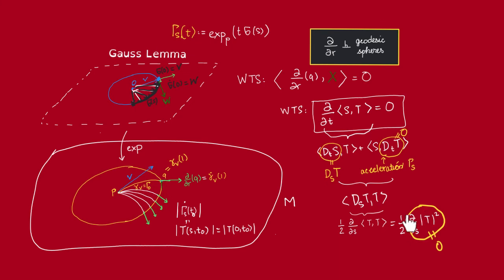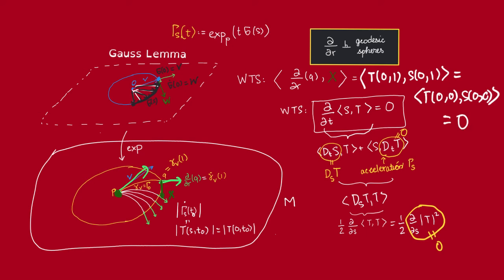This derivative here is 0, and from that we see that this inner product is independent of the time little t here. So in particular, the inner product of this vector here with this tangent vector here is equal to the inner product at t = 0, s = 0. Right, so that means that it's going to be equal to the inner product of this vector v with the vector 0, because s at 0, 0 is 0. There's no change in the s direction here. So this is 0. And thus we have proven that the radial vector field is orthogonal to the geodesic sphere, which is the content of Gauss' lemma.